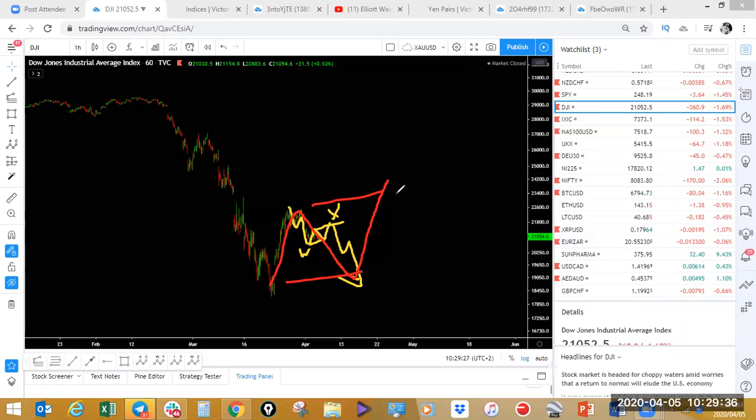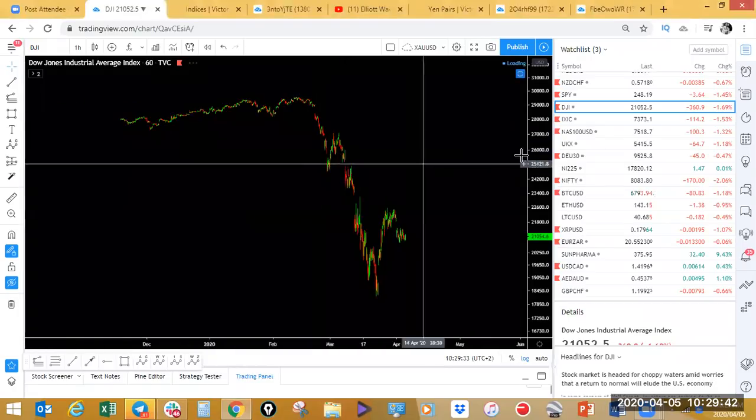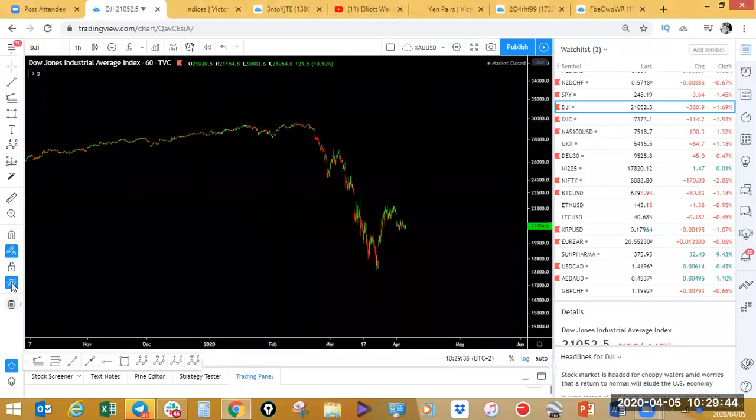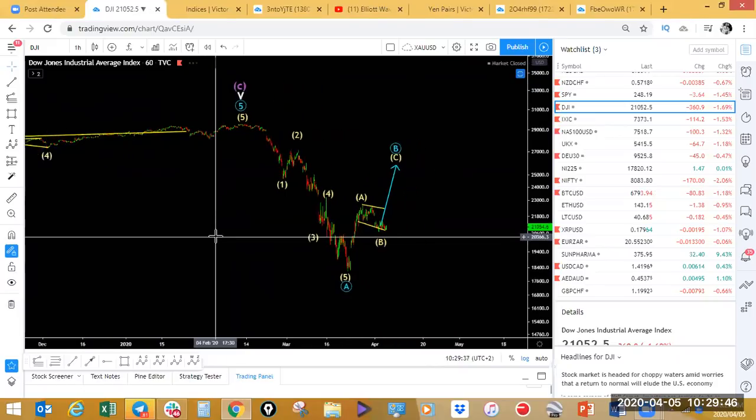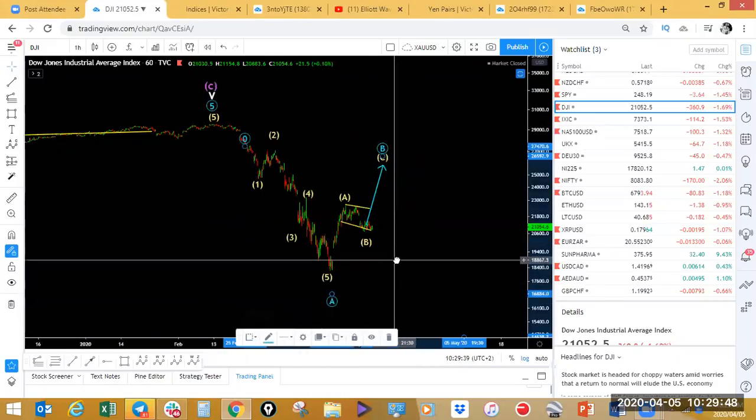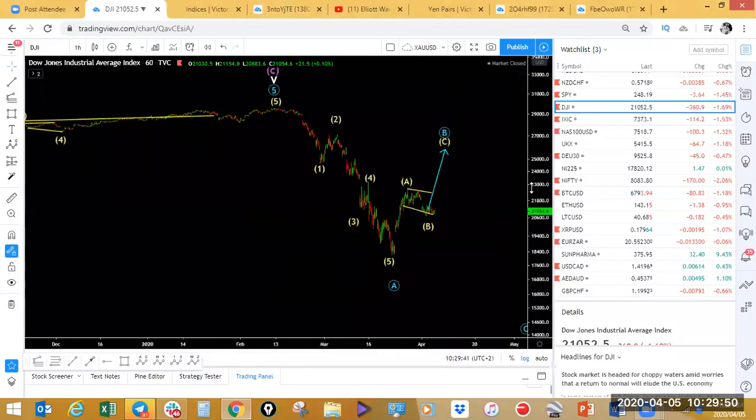Eventually, we're looking for this one to then come down from there. Okay, just to show the whole structure here on the Dow, it may not be so clear. So this is actually the first wave. We came down in 5 waves.